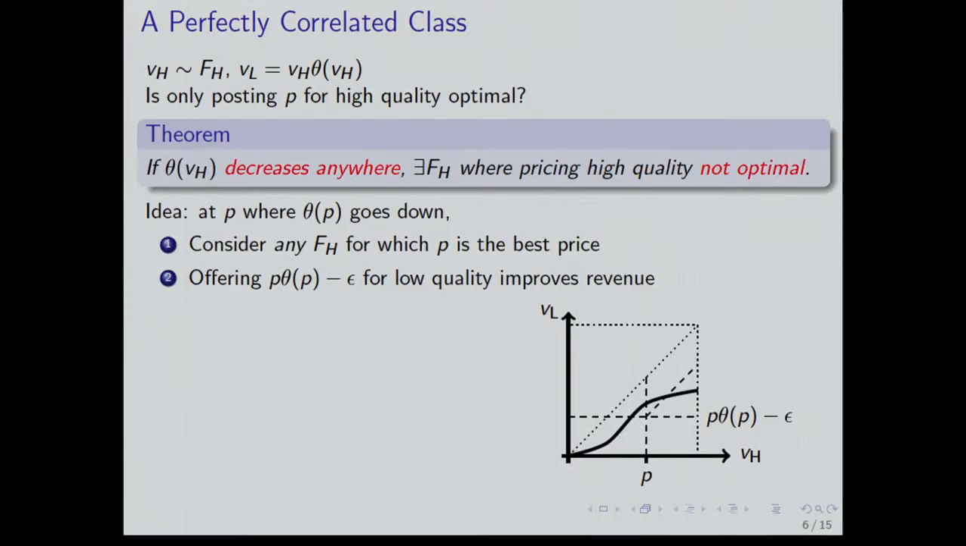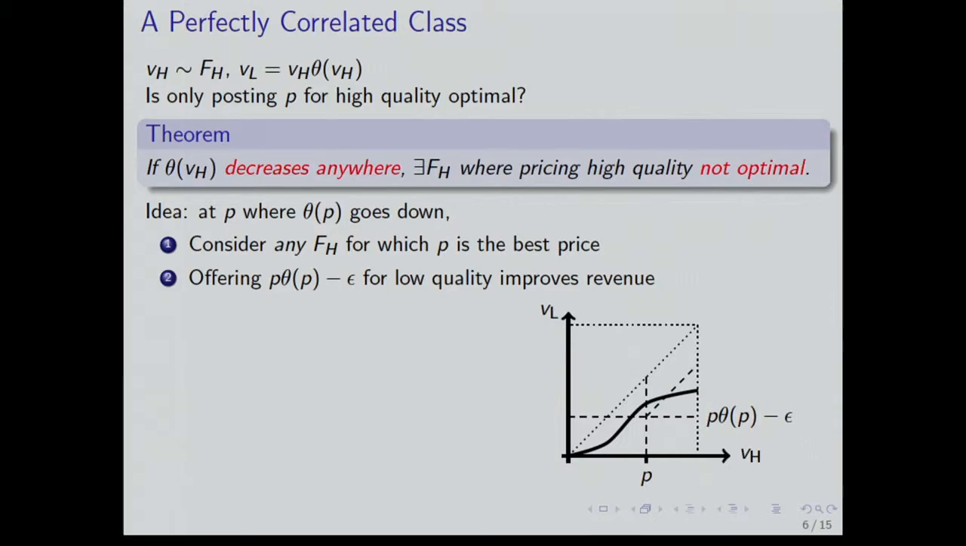And that is simply post a price p for the high quality product. Also, post another price for the low quality product. What is that price? The price is how much this type would have paid for the low quality product minus a tiny discount, minus an epsilon. Okay, so now let's see what's going to happen.